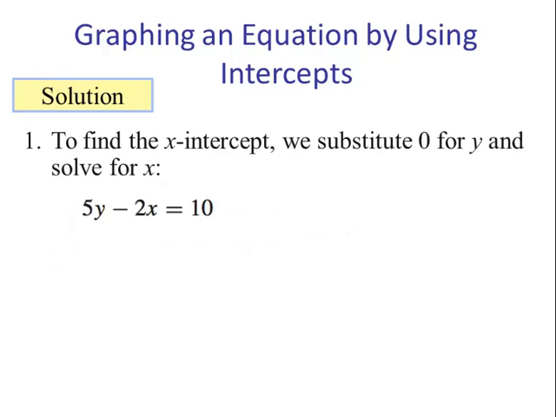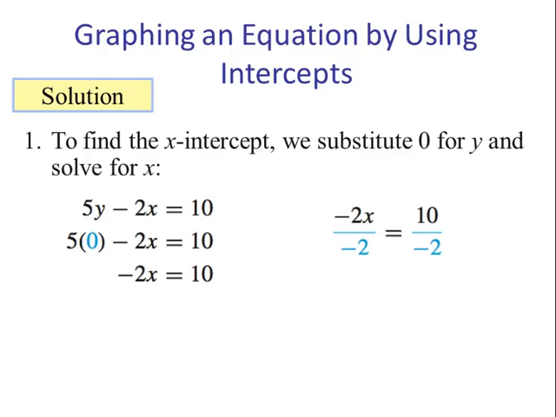So number 1, we want to find the x-intercept. So we substitute in 0 for y and we solve for x. So our equation becomes 5 times 0 minus 2x equals 10. 5 times 0 is 0, so we're left with negative 2x equals 10. Dividing by negative 2, we see that x is negative 5. So the x-intercept is negative 5, 0.